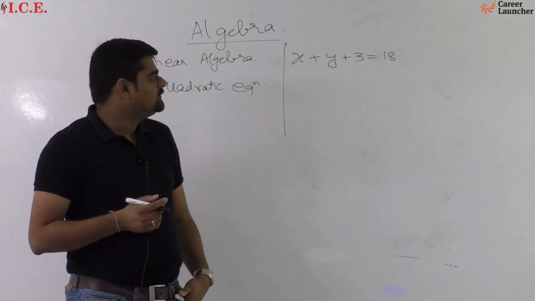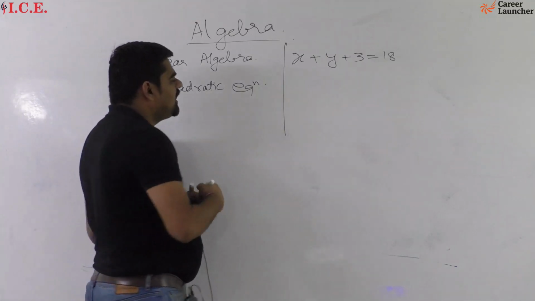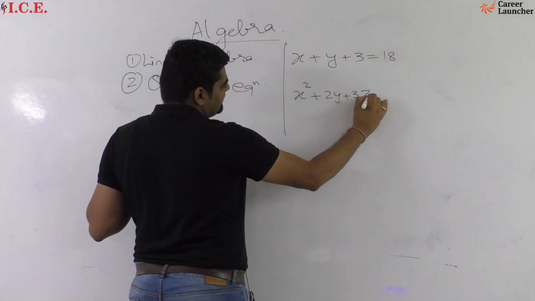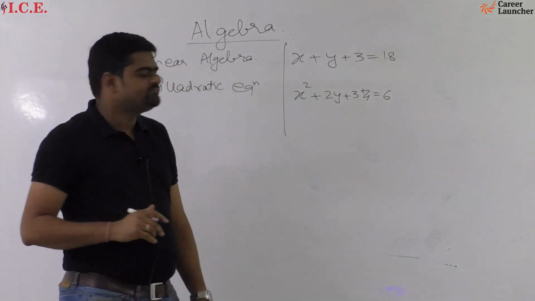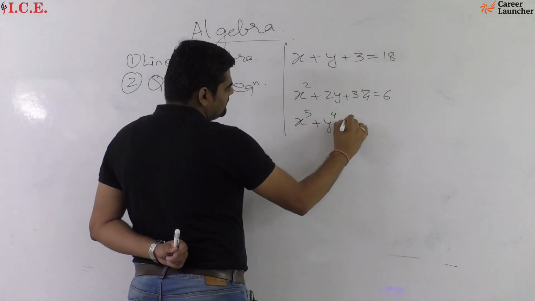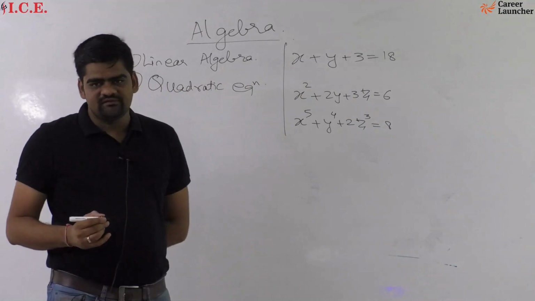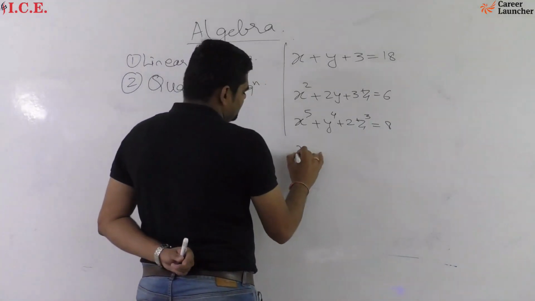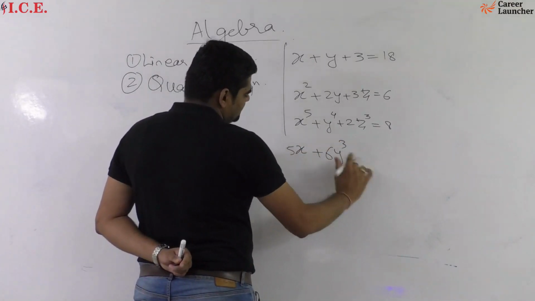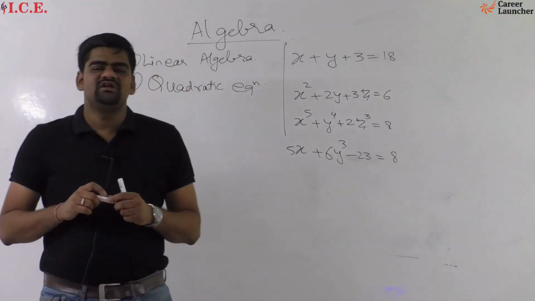Now these are all basics. So when I say x plus y plus 3 equal to 18, can I say this is an equation, right? I can also say there is an equation, let's say x square plus 2y plus 3z is equal to 6. Yes. Can I say there is an equation which is, let's say, x to the power 5 plus y to the power 4 plus 2z to the power 3 is equal to, let's say, 8. Yes, this is also an equation. Can I say there is an equation 5x plus 6y cube minus 23 is equal to 8? Possible, right?